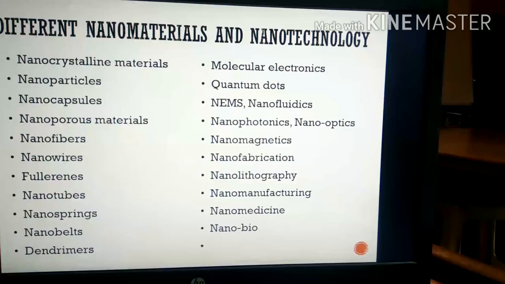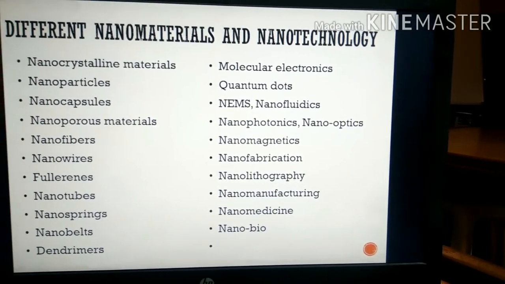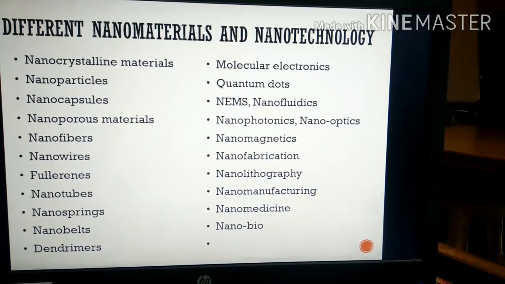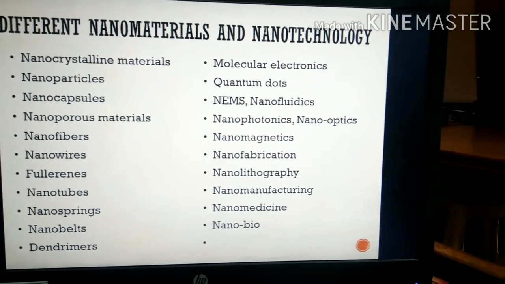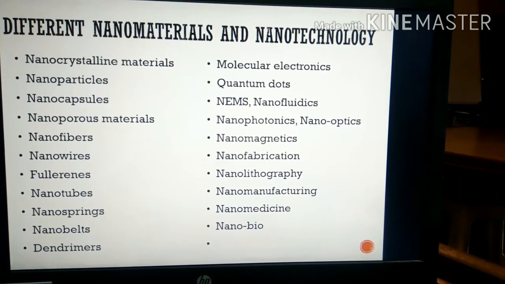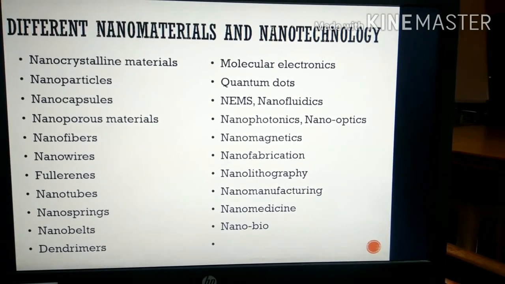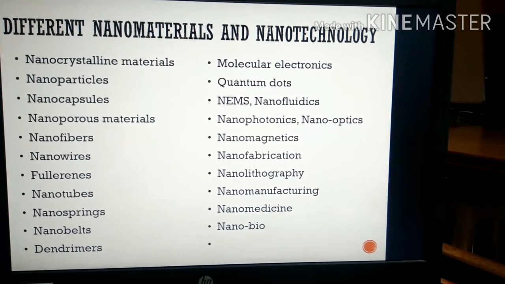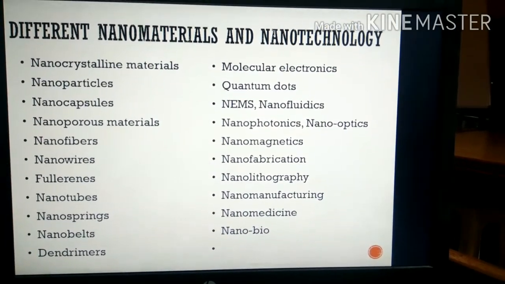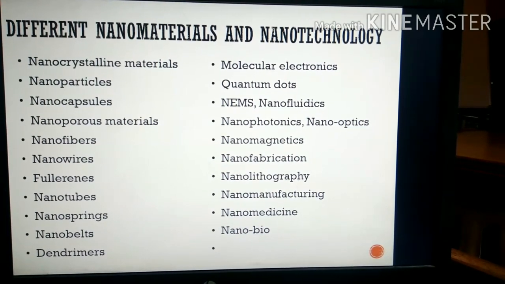The different nanotechnologies are molecular electronics, quantum dots, nanofluids, nanophotonics, nanooptics, nanomagnetics, nanofabrication, nanolithography, nanomanufacturing, nanomedicine, nanobiotechnology or biological applications. If we consider nanotechnology, we can observe a wide scope in its application areas.